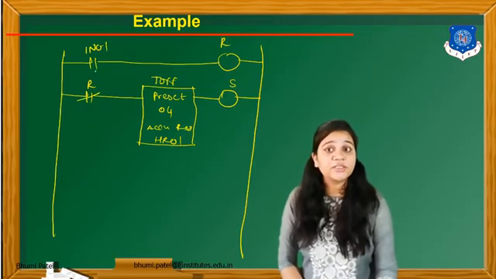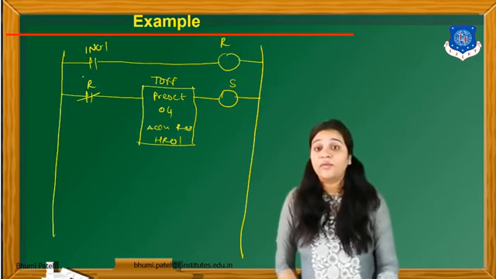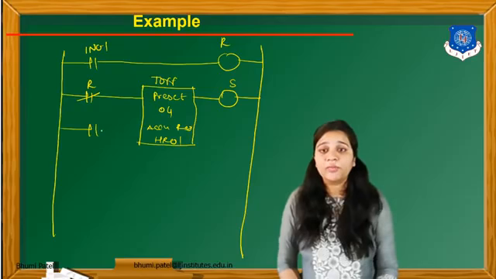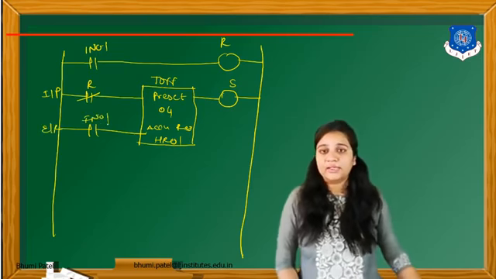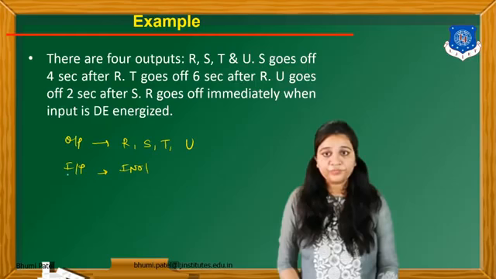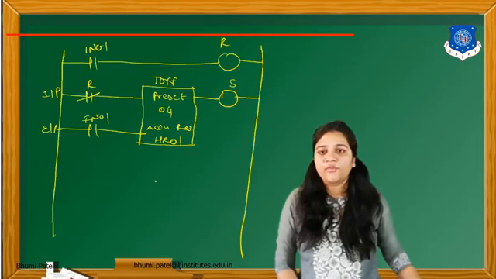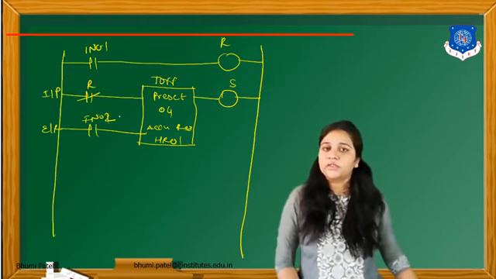Here when the input is de-energized, R goes off. So when input is energized, R will be on. Whenever R is on, after 4 seconds we get the S output. So we need two inputs compulsorily for the T off timer. First is R and second is the enable or reset. So we can take enable or reset as IN02. Okay, so you have to modify here IN02. Okay, this is the condition for S.